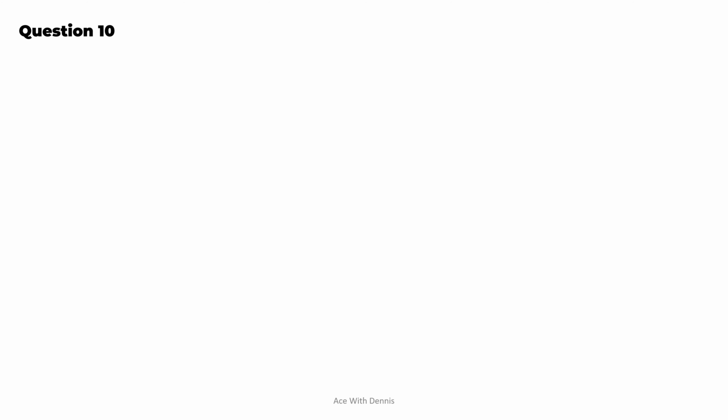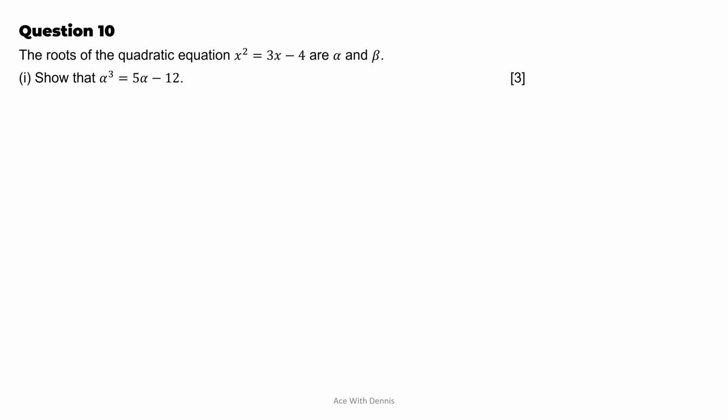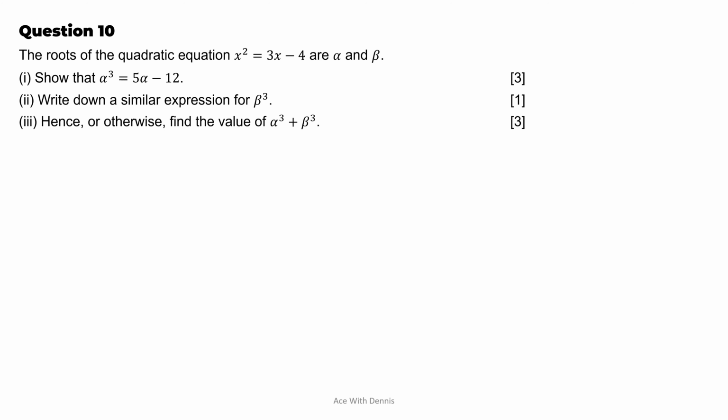Question 10. The roots of the quadratic equation x squared equals 3x minus 4 are alpha and beta. 1. Show that alpha cubed equals 5 alpha minus 12. 3 marks. 2. Write down a similar expression for beta cubed. 1 mark. 3. Hence or otherwise, find the value of alpha cubed plus beta cubed. 3 marks. Here is the solution.